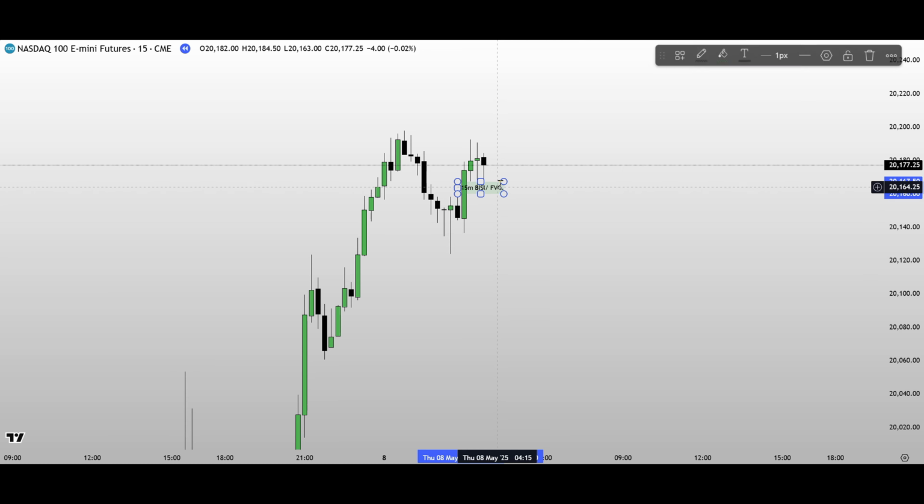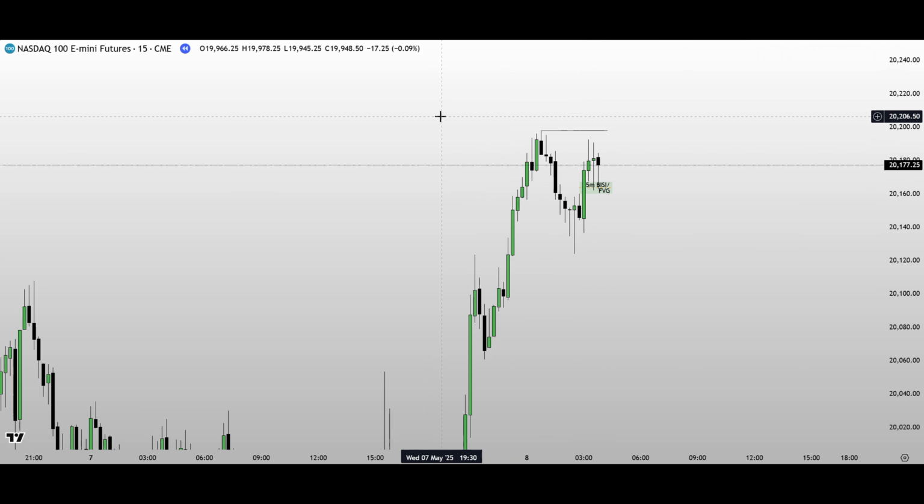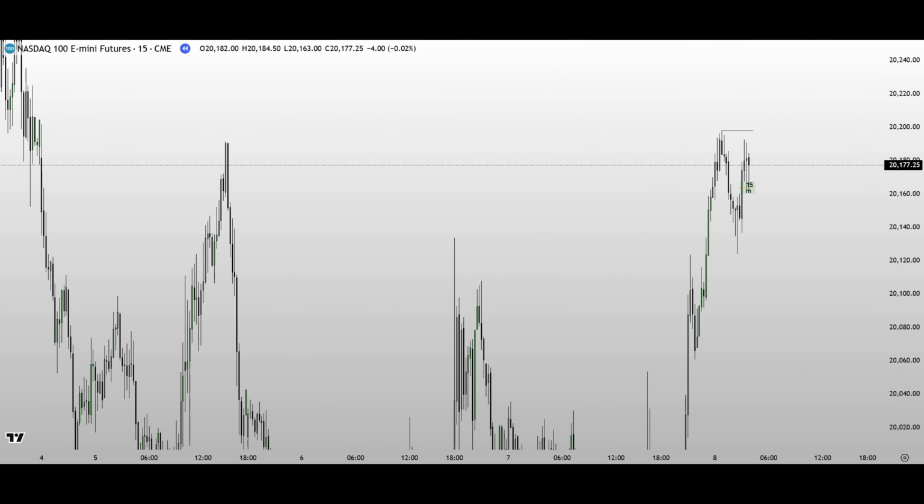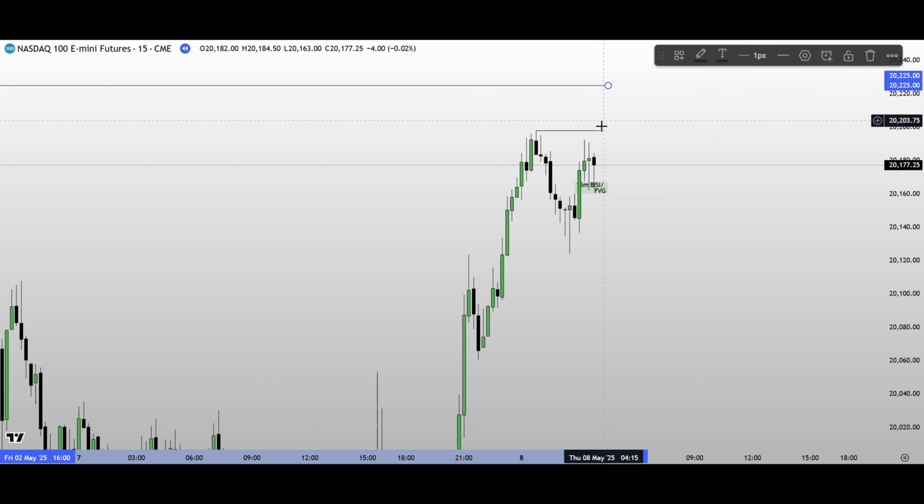So I look and say, okay, we're in this London session. We rebalance to this imbalance. Do we have objectives to the upside? That is consistent with the top-down approach. We have that one there. I look and say, okay, we have this one here as well. So we have objectives to the upside that price can draw towards.